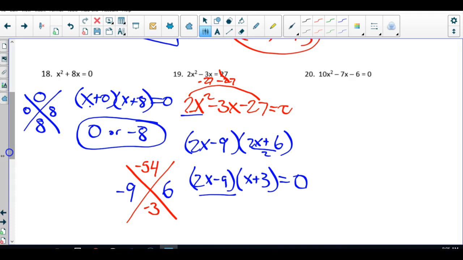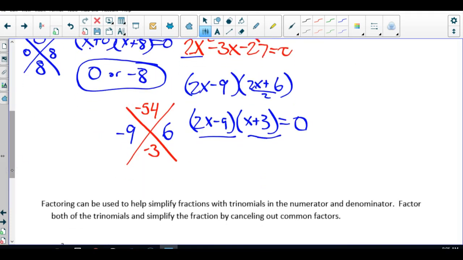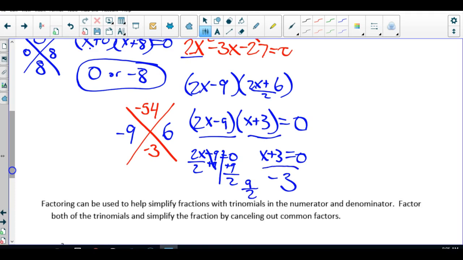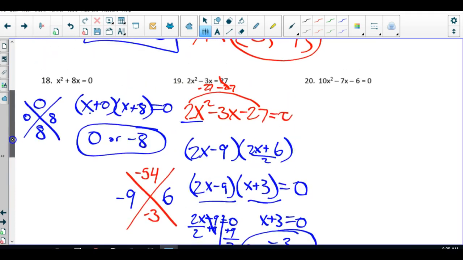And now, if that binomial and that binomial multiply to be 0, we set each one equal to 0. 2x minus 9 equals 0, or x plus 3 equals 0. So, negative 3. Solve this one, plus 9, divide by 2, I get 9 over 2. So there is our answer.